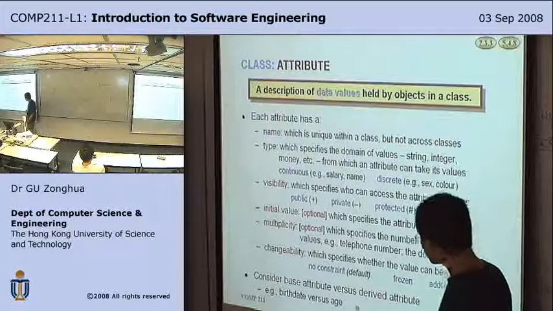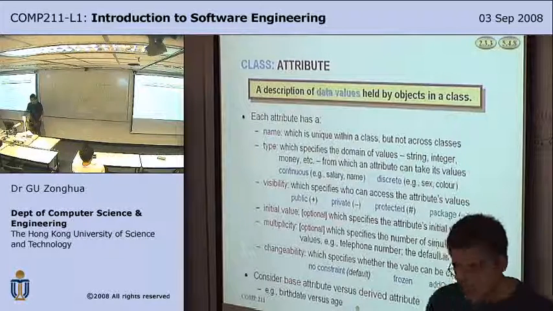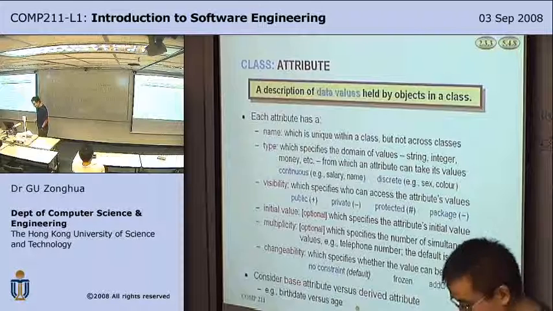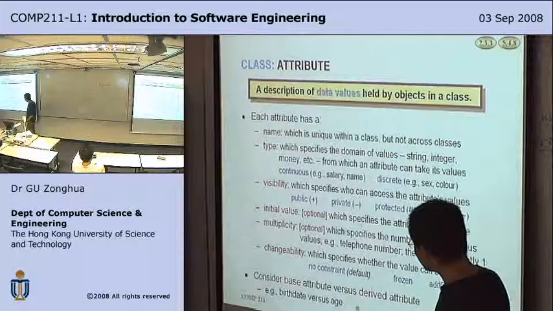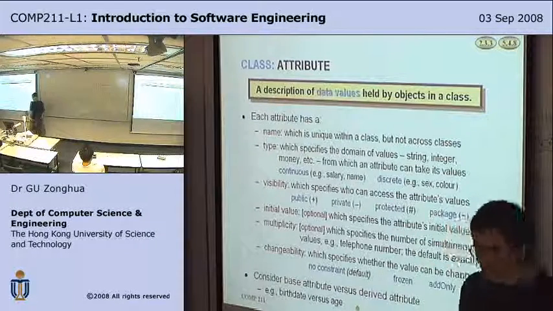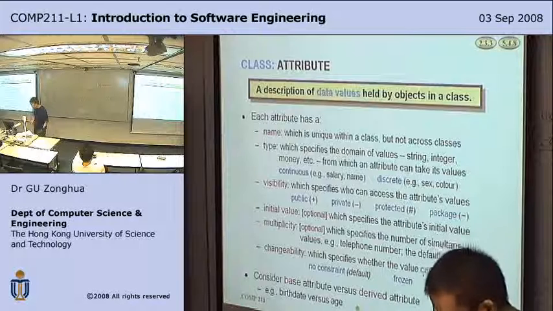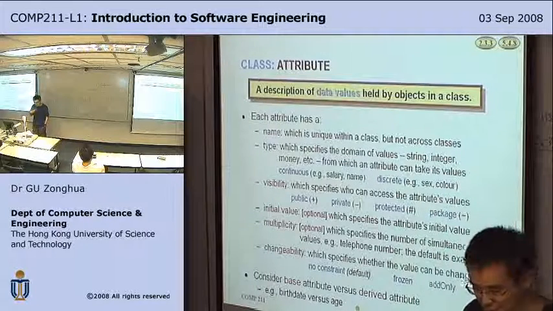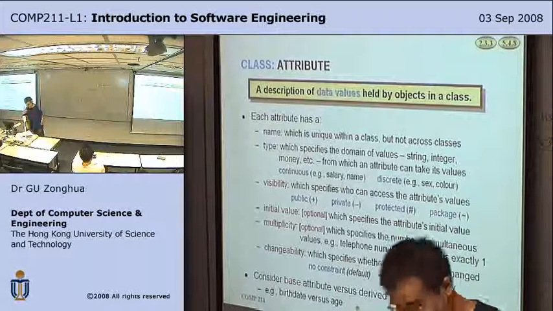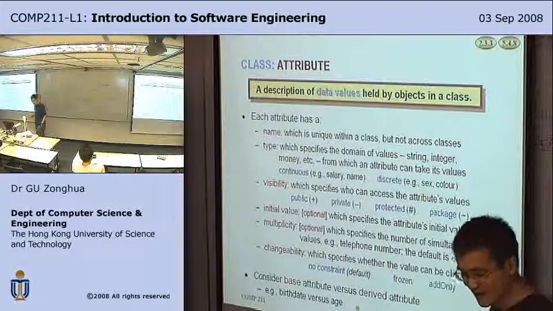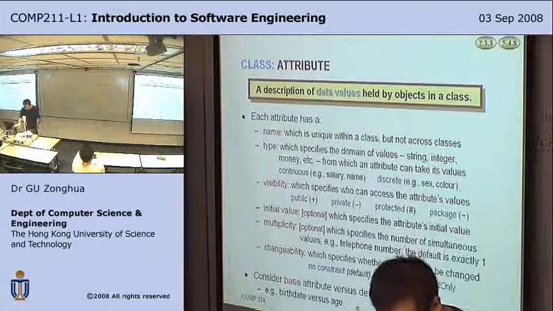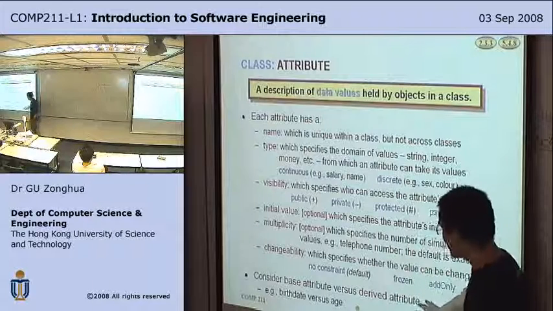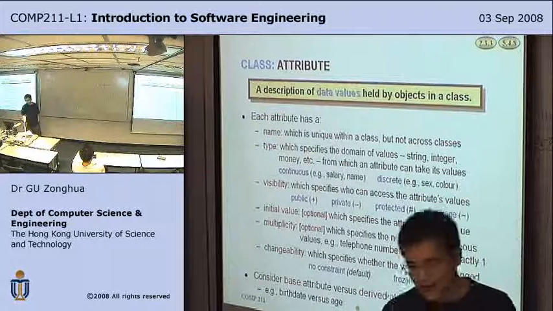You may have base attributes versus derived attributes. For example, base attribute birth date is stored in the class, while age is a derived attribute. That is, you can obtain age by a simple subtraction if you have the birth date. So it is not stored permanently, but is derived on the fly as requested.